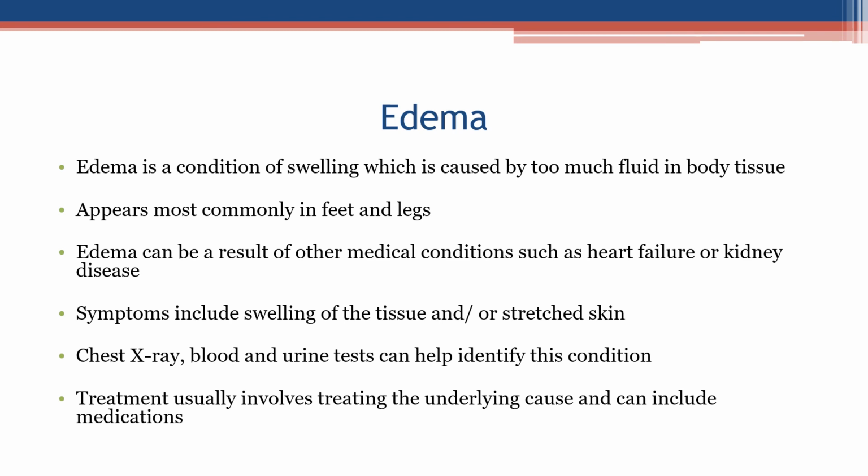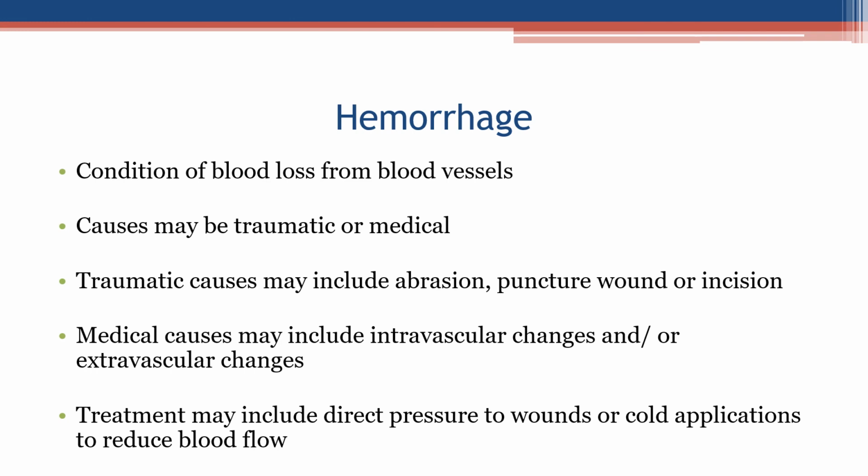Symptoms include swelling of the tissue and/or stretched skin. Chest X-ray, blood and urine tests can help identify this condition. Treatment usually involves treating the underlying cause and can include medications. Hemorrhage, condition of blood loss from blood vessels.